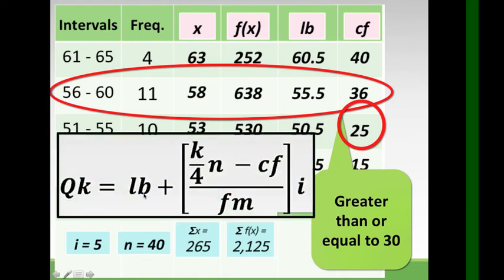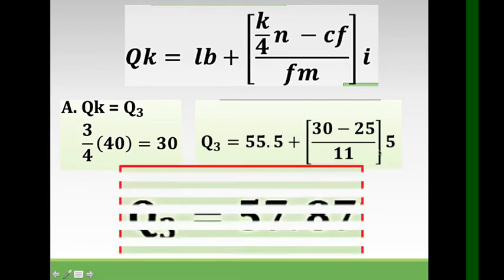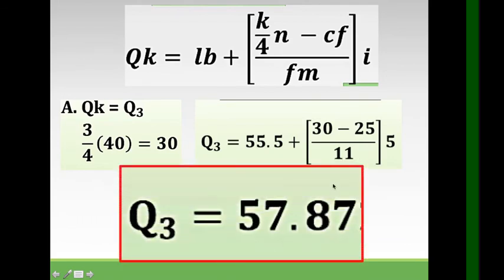Our lower boundary now, we will get it from the encircled row. So we have 55.5. K over 4 times n is 30, right? Minus less than CF, that is 25. The FM is 11, and the i is 5. Now we already have the givens, so we can now solve. So this is 55.5 plus 30 minus 25 over 11 times 5, and you will get 57.87. Round off your answer to the nearest hundredths.